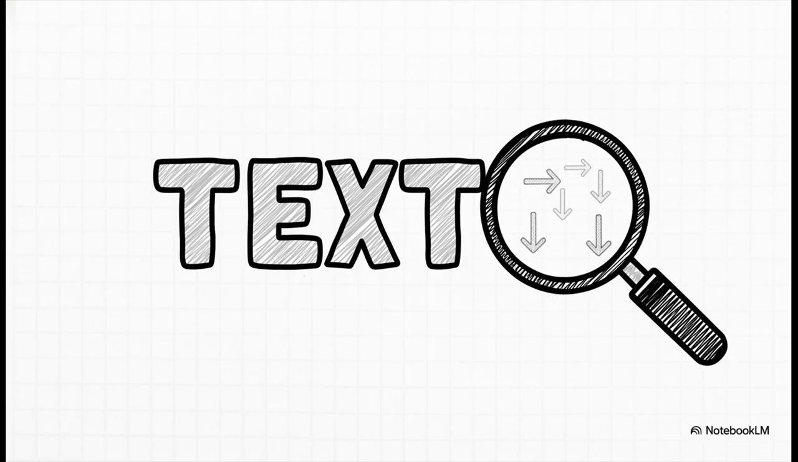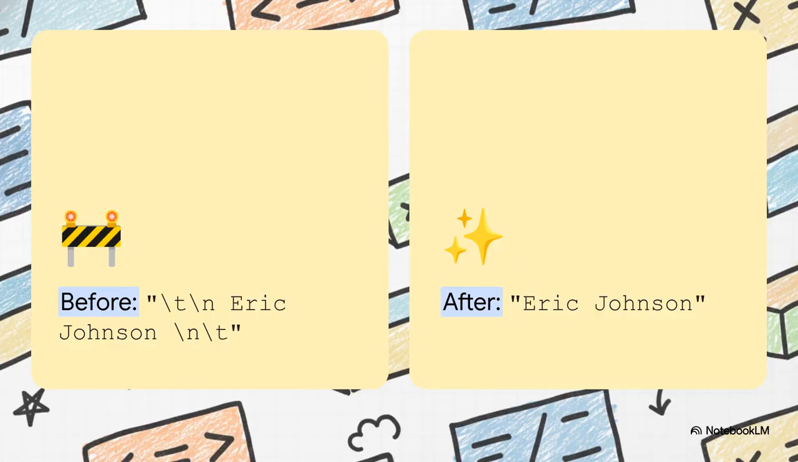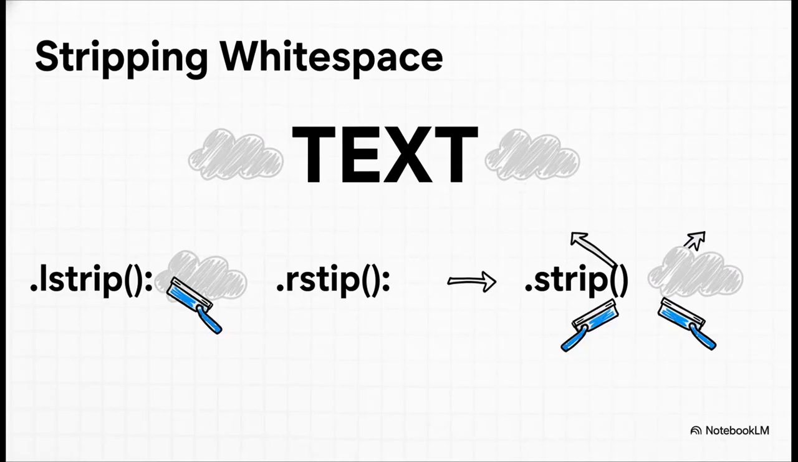Let me show you what I mean. And here is our solution. The dot strip method is like a magic eraser for all that invisible junk. Just look at the before and after here. It gets rid of all the white space at the beginning and the end, and it leaves you with just the clean core text. This is absolutely critical for things like checking a username on a website, so the system doesn't get thrown off by extra spaces.